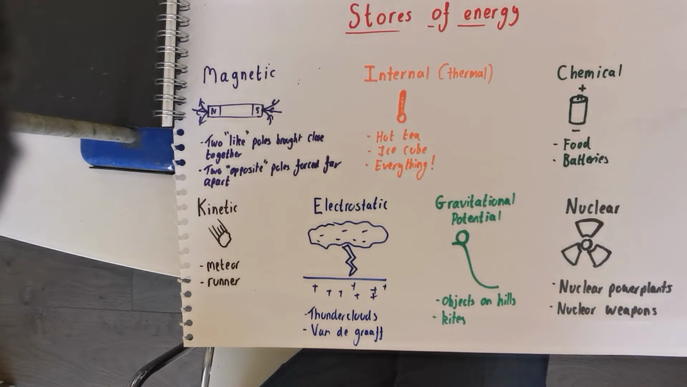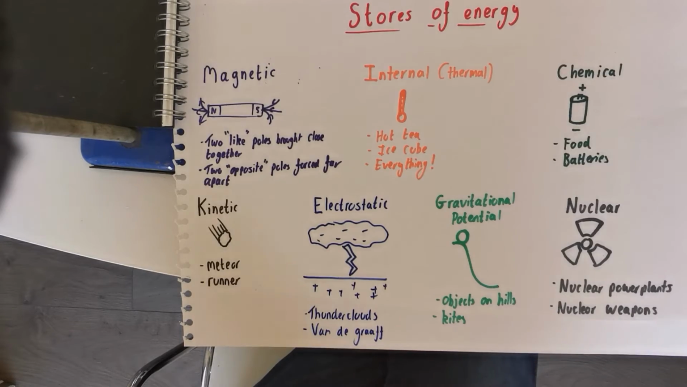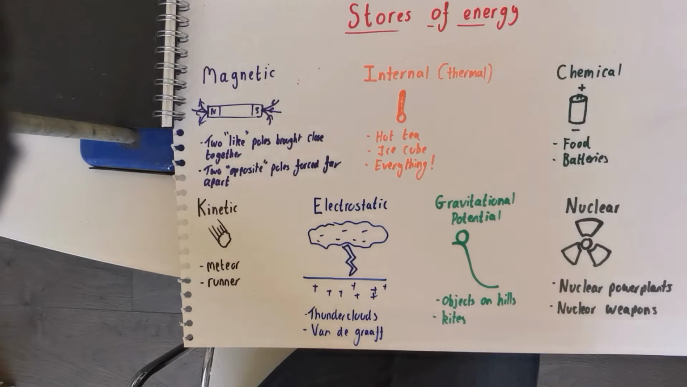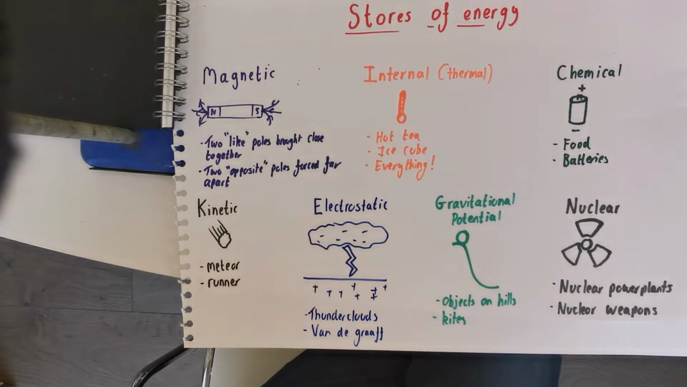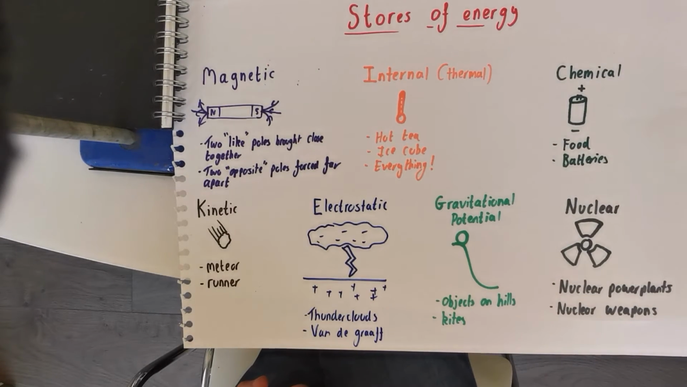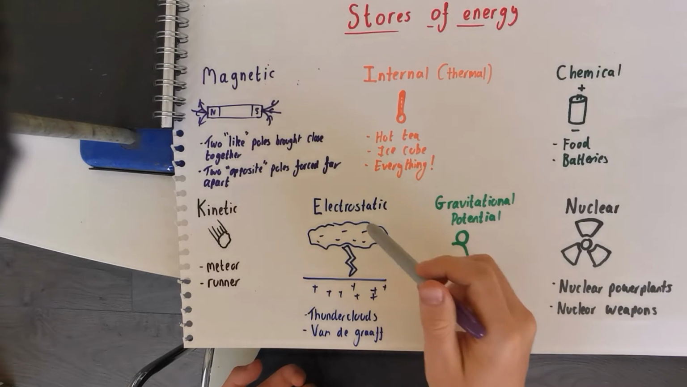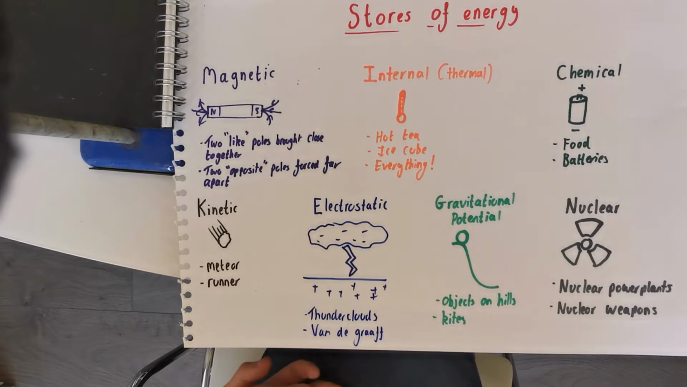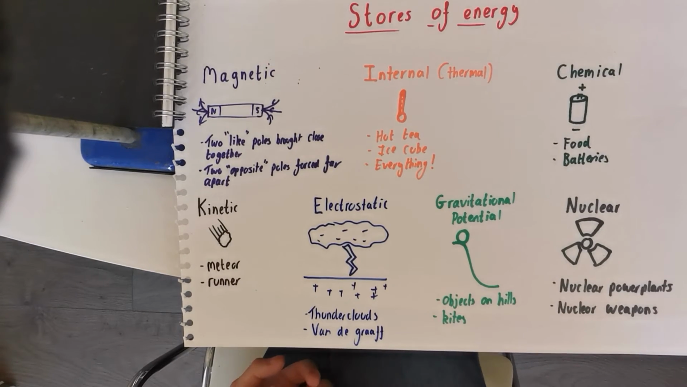Electrostatic energy is caused by the attraction or repulsion of 2 different charges. It's quite similar to magnetic, but instead of magnetic poles, north and south, you've got electric charges, positive and negative. This is found in things like thunderclouds. Okay, it's what causes the lightning to go from the cloud to the floor. And you may have seen, or you may not have seen, the Van de Graaff generator. Okay, it's that metal orb that gives off sparks. That's also a store of electrostatic energy.